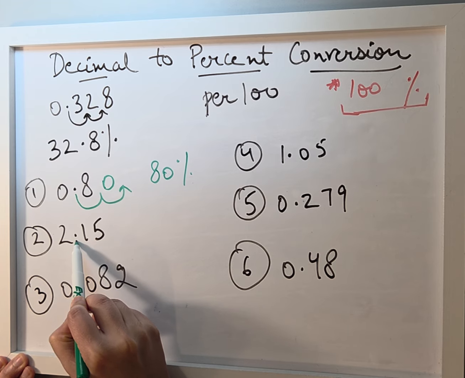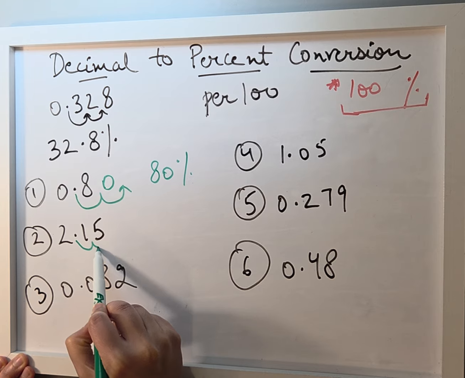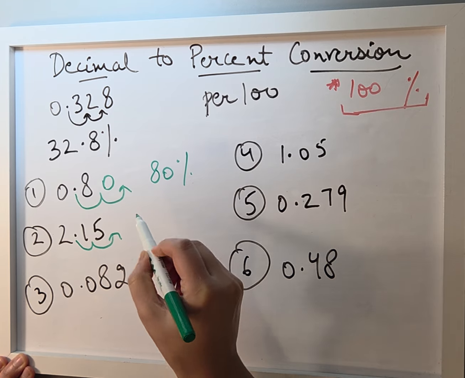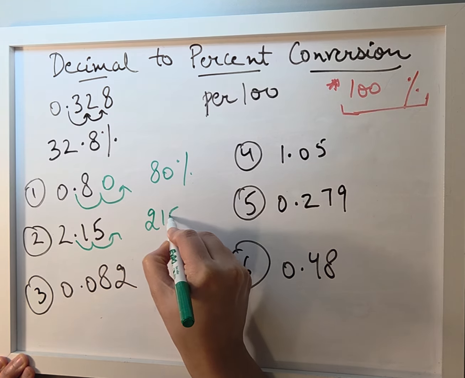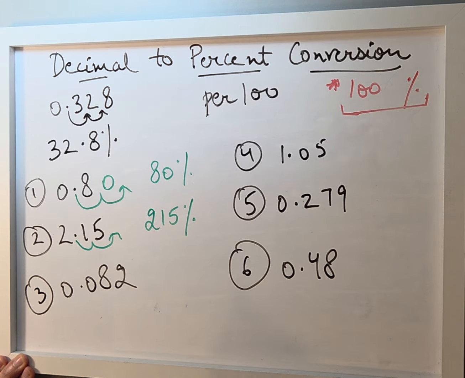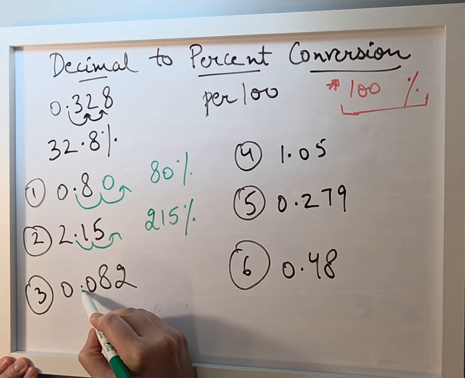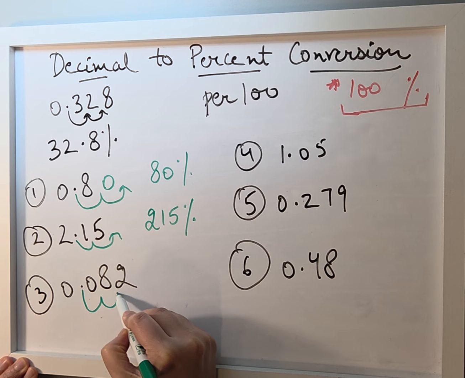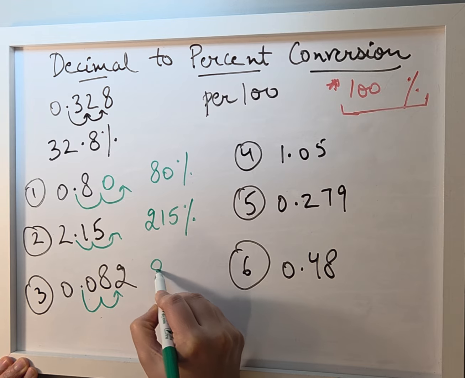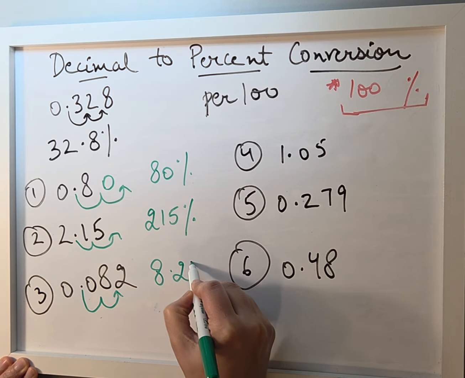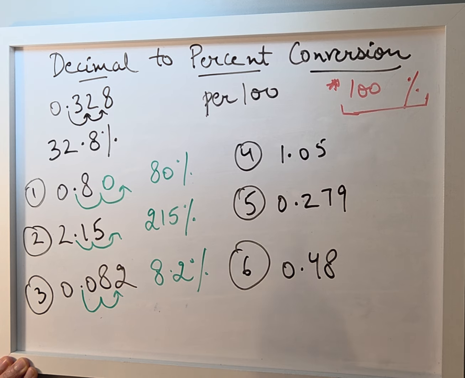Okay. So now let's look at here. The decimal is after 2. We move it 1, 2. So what does it become? 215%. Okay. Now here it is 0.082. So we move the decimal 1 place, 2 places. So we get 8.2%, and don't forget the percentage sign.